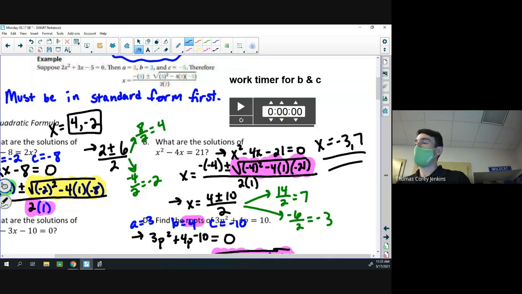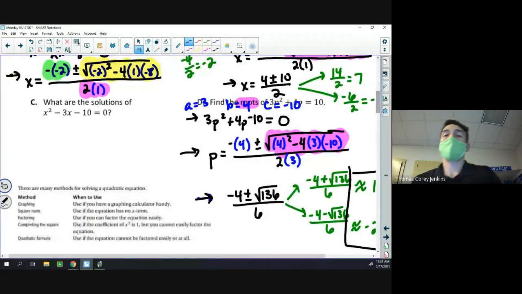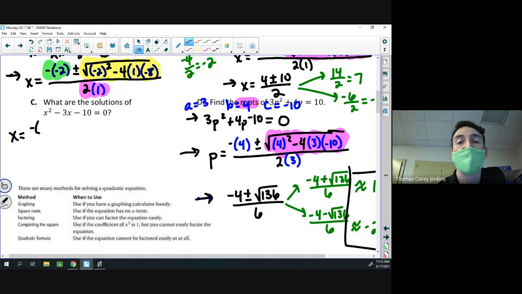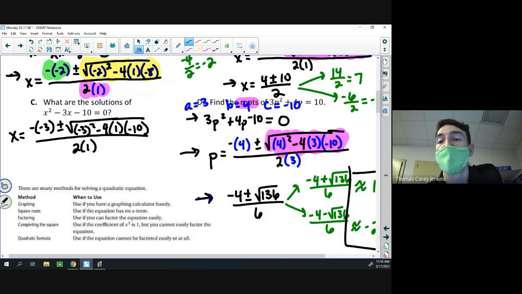All right, and then C. Already in standard form, so we're ready to just identify A as 1, B is -3, C is -10. So subbed in, that's going to look like this. So -B, so it's going to be -3 plus or minus square root of B squared, so -3 squared minus 4 times 1 times -10 over 2 times 1. Now, here's one tip.